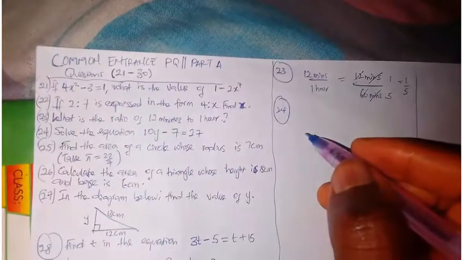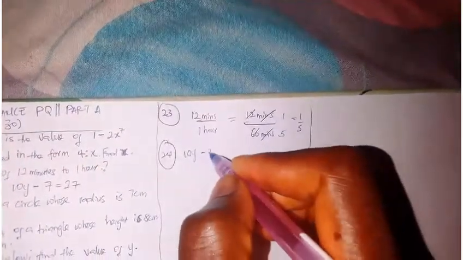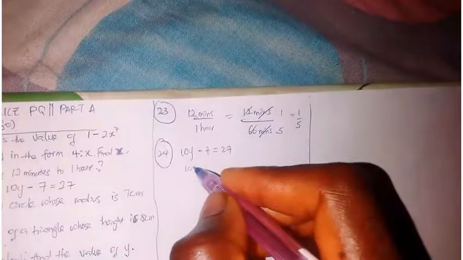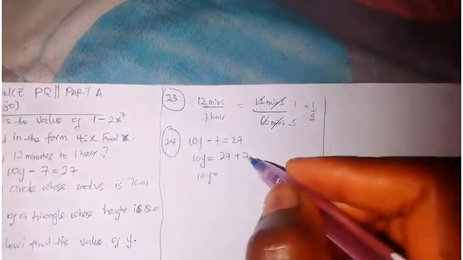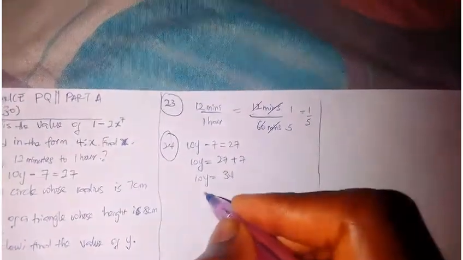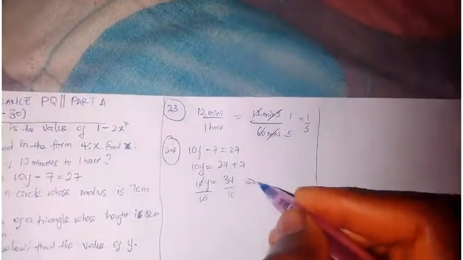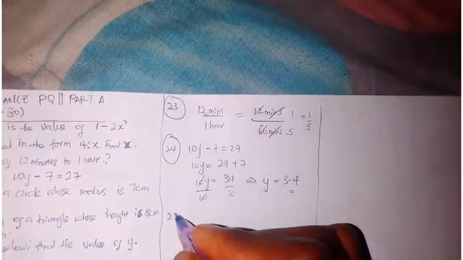That's for that. Number 24 says, solve the equation 10y minus 7 equals 27. For those in JSS 1, 2, this is a simple equation for you. 10y equals 27 plus 7. 10y equals 34. So divide by 10, which implies that my y is 3.4. That's the answer for that. Number 25.